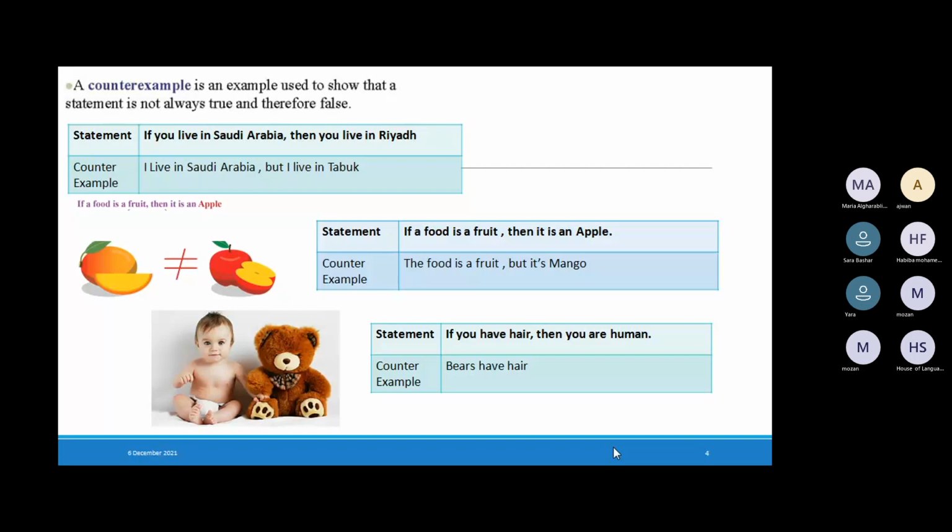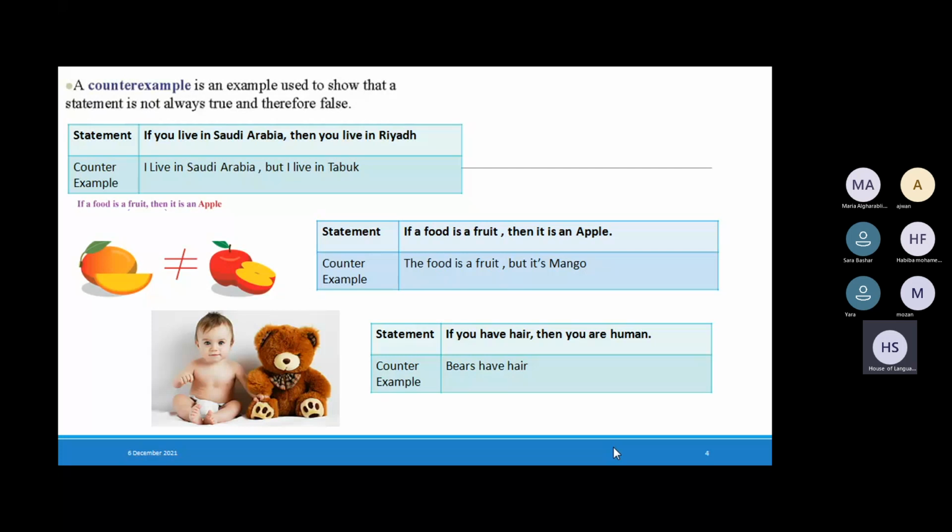I said Saudi Arabia, so I didn't say where I live. You mean I say Saudi Arabia, but I'm living in Tabuk. Here you give me the conditional statement, and you say, if I live in Saudi Arabia, that means I live in Riyadh. Yes, it must be that I live in Riyadh? This doesn't work. Sometimes I can live in another place.